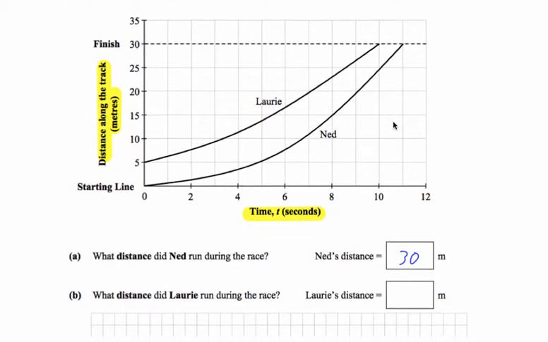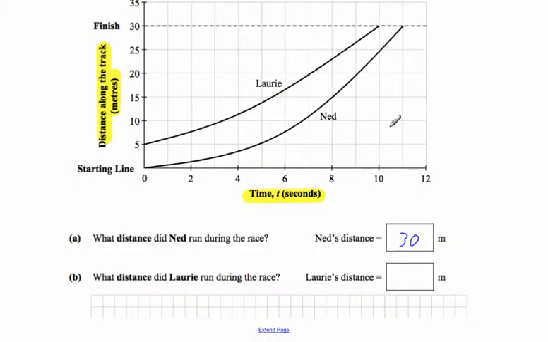Okay, so part B says, what distance did Laurie run during the race? Okay, so Laurie's distance was from, this is Laurie's curve here. So Laurie started 5 meters out from the starting line, and then she finished at the finish line. So Laurie went from 5 to 30. So the difference there was 25 meters for Laurie.